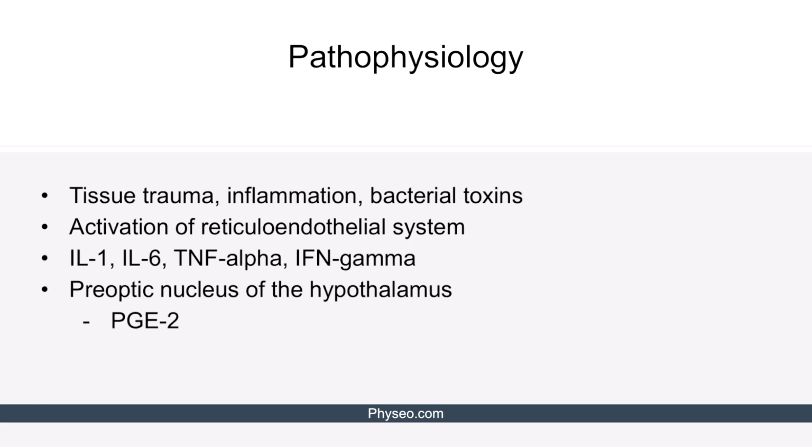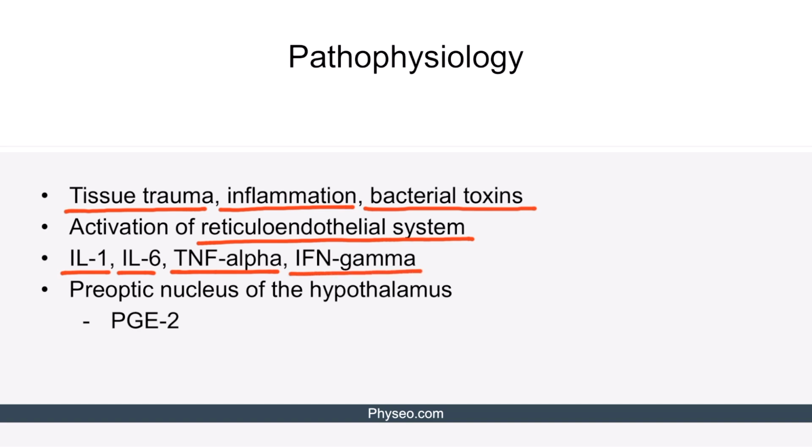A stimulus, such as tissue trauma or even inflammation, endotoxins, and exotoxins from bacteria, activate the reticuloendothelial system, as well as endothelial cells and macrophages. And all of that combined increases cytokine release, and the ones that you're thinking of specifically are interleukin-1, interleukin-6, tumor necrosis factor alpha, or TNF-alpha, and interferon gamma. So IL-1, IL-6, TNF-alpha, interferon gamma.